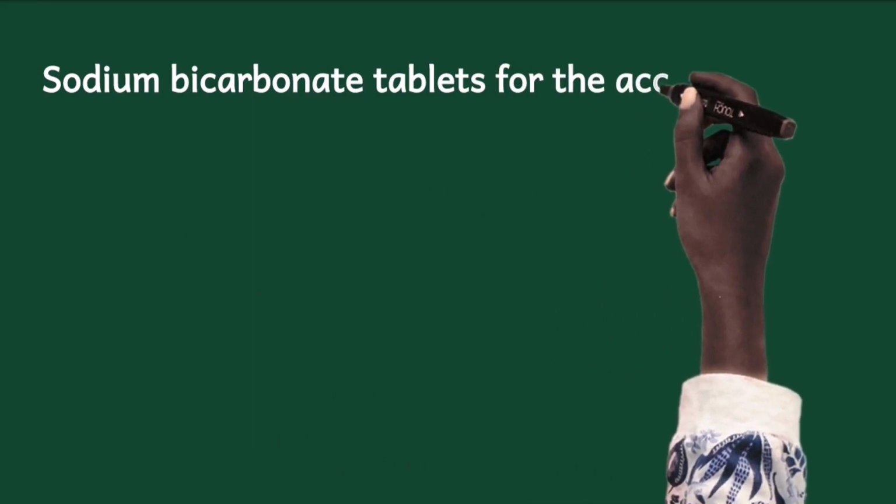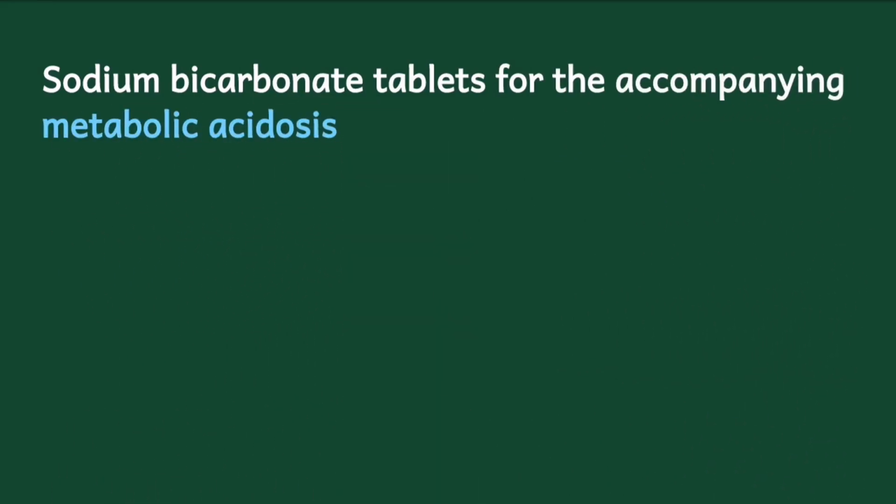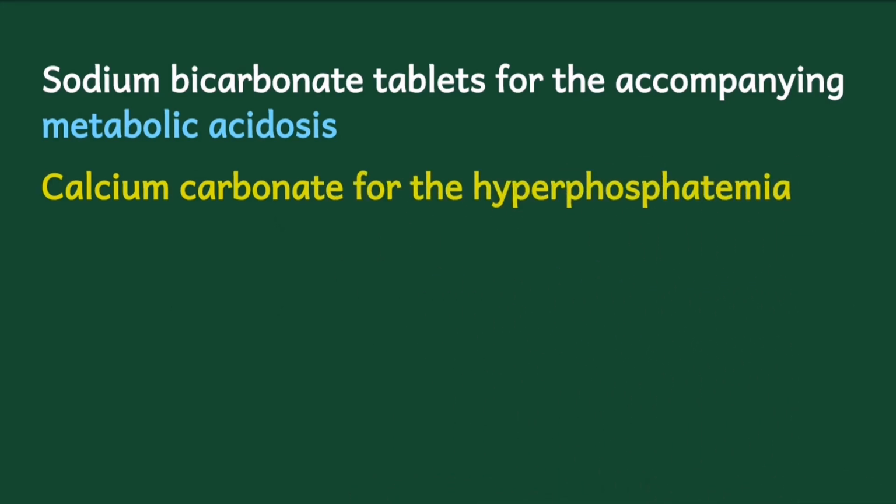Now, still on the long-term management of the CKD, one of the kidney functions is to excrete acids. And so when the kidneys are diseased, these acids build up in the body, and then they may cause metabolic acidosis. And so metabolic acidosis is one of the complications of CKD. And for the metabolic acidosis, we can give sodium bicarbonate tablets. Then another complication is hyperphosphatemia. And so for the hyperphosphatemia, we can give calcium binding drugs like calcium carbonate. So calcium carbonate can be given for the hyperphosphatemia.